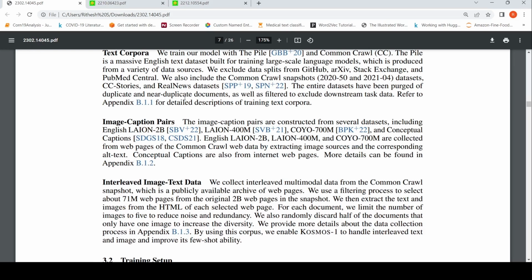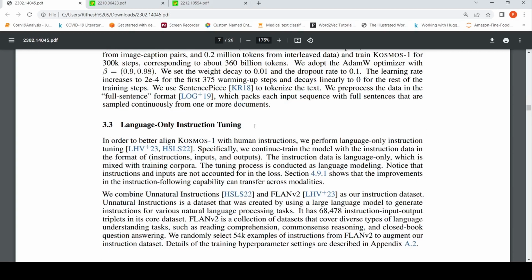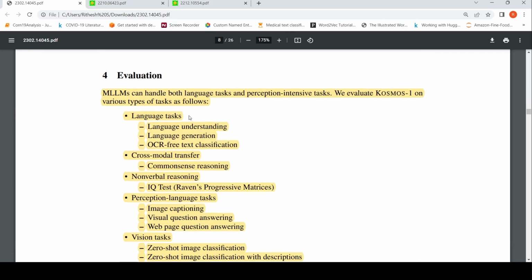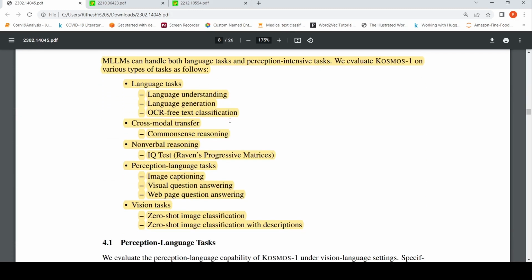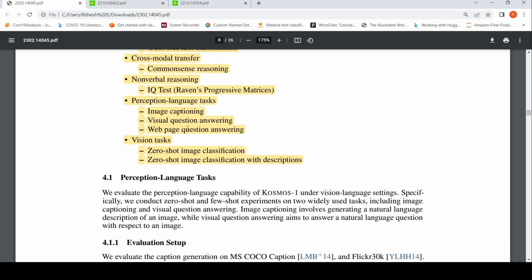Then here they talk about the various text corpora, image caption pairs, and interleaved image data sets. I will not go into the details of that; you can read through the paper for that. Now, what did they evaluate this particular model on? They evaluated this model on language tasks: language understanding, language generation, OCR-free text classification; for cross-modal transfer, which is common sense reasoning, non-verbal reasoning. We'll look into each of these as we go ahead. Also image captioning, visual question answering, web page question answering, and vision tasks.